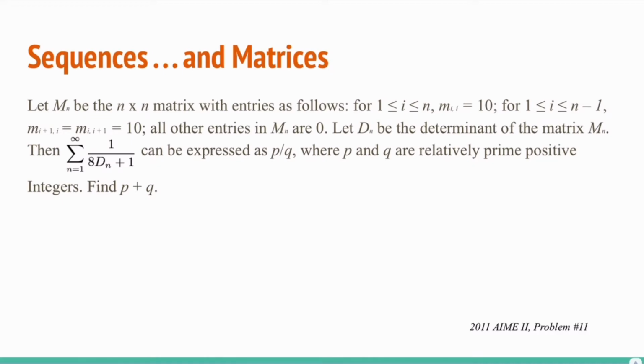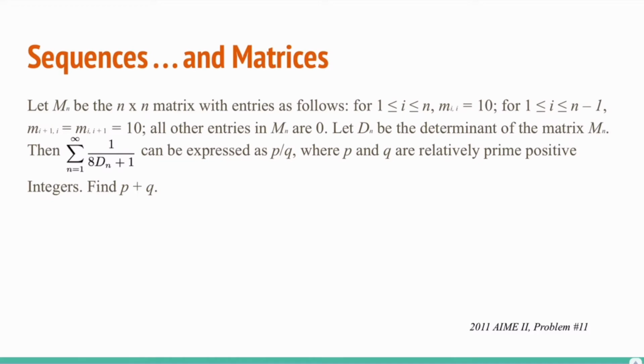Let Mn be the n by n matrix with entries as follows. For 1 less than or equal to i less than or equal to n, the entry in row i and column i equals 10. And for 1 less than or equal to i less than or equal to n minus 1, the entry in row i plus 1 and column i, or the entry in column i plus 1 and row i, equals 10, and all other entries are 0.